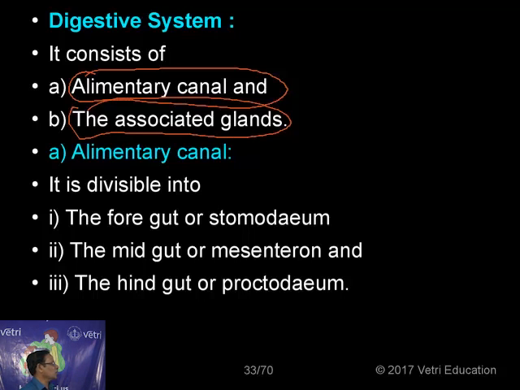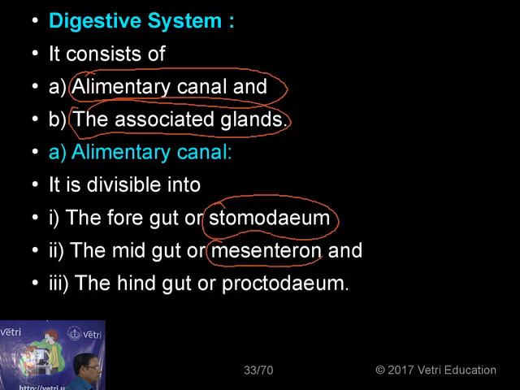Now let's take what are the components of the alimentary canal. A very simple organization. The alimentary canal is divisible into three parts: foregut, midgut, hindgut. The foregut is otherwise called stomodeum. Then the midgut is otherwise called mesenteron, the middle part of the digestive system. The hindgut is also called proctodeum.